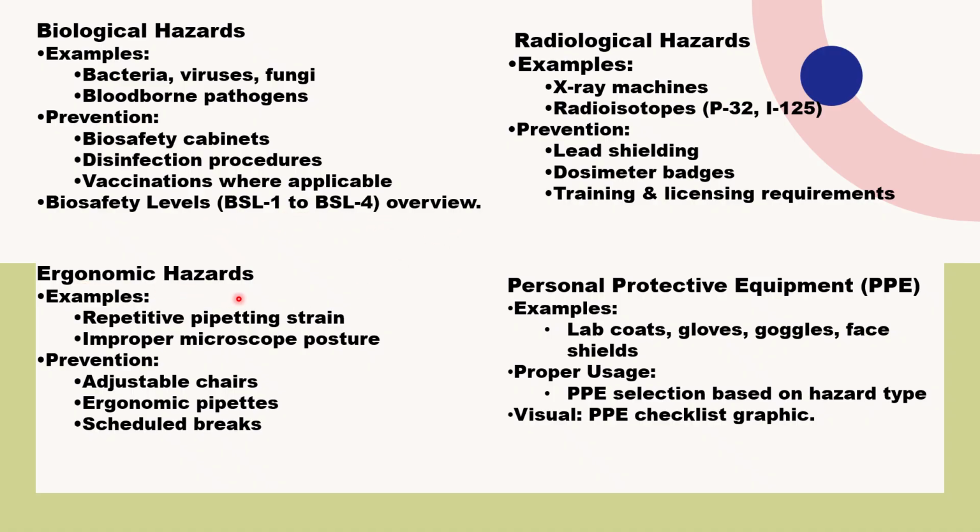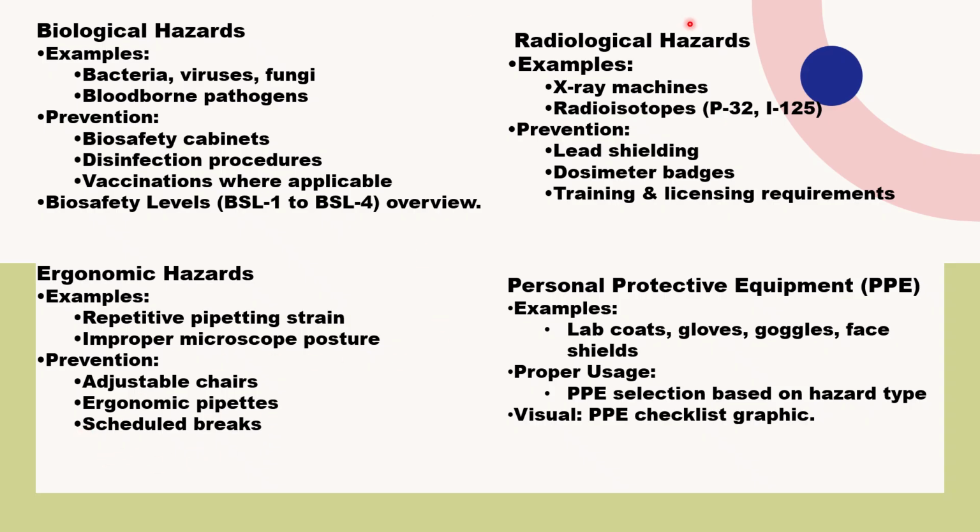Then ergonomic hazards pertain to the postural effect. Examples are repetitive pipetting strains or improper microscope posture. Then prevention by use of adjustable chairs, ergonomic pipettes, and scheduled breaks.